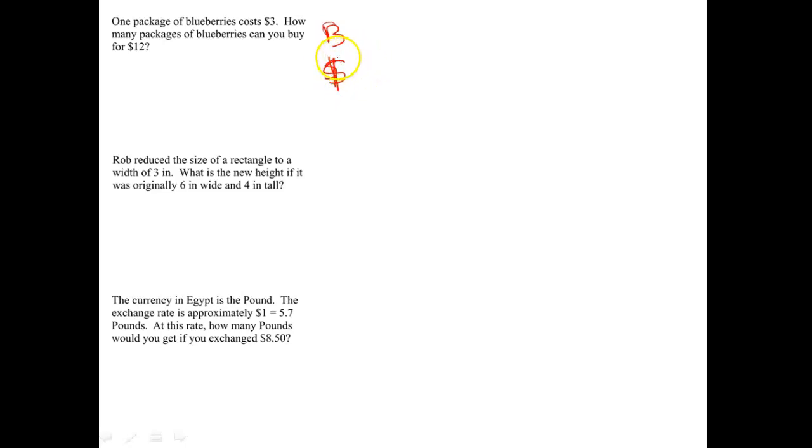Excuse me, y'all. I cannot write today. What is going on? All right, so one package of blueberries is on the top, dollars is on the bottom, is $3. So one blueberry, $3. How many blueberries? We don't know how many, that's what we're trying to find, for $12. And then you set up the proportion and solve by cross multiplying, okay? So you have 3 times x equals 12 times 1. And you divide both sides by 3, and x equals 4.